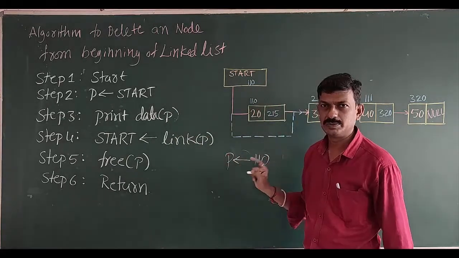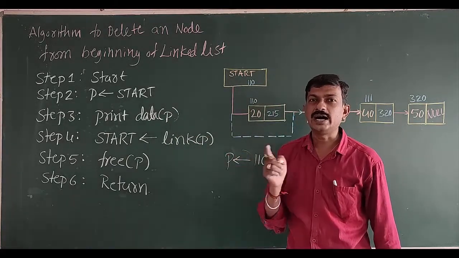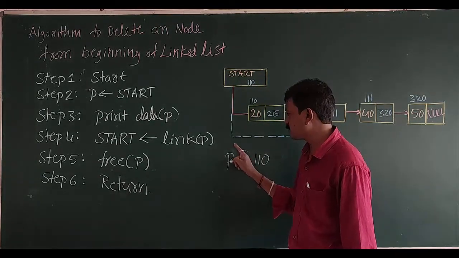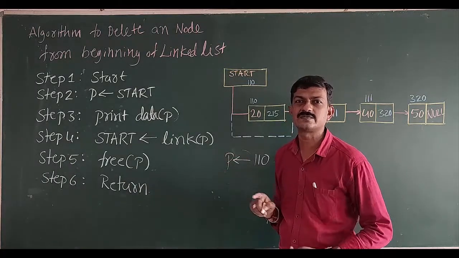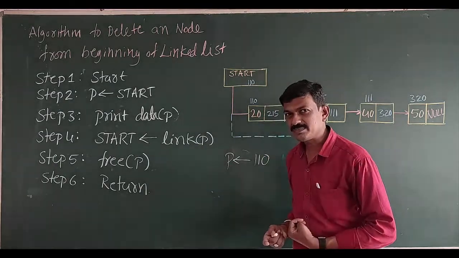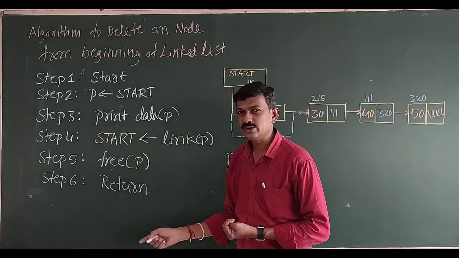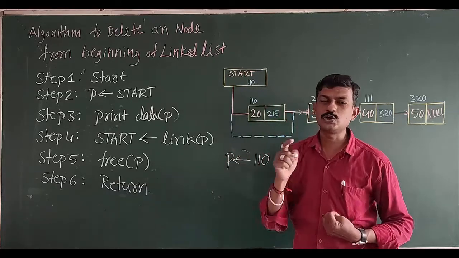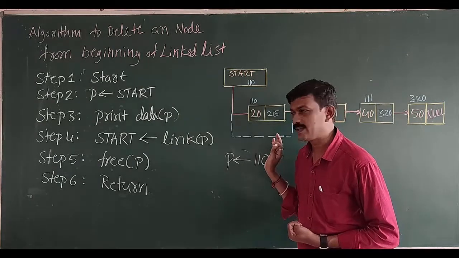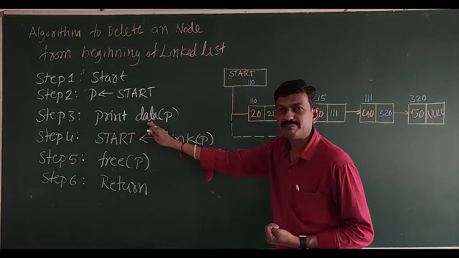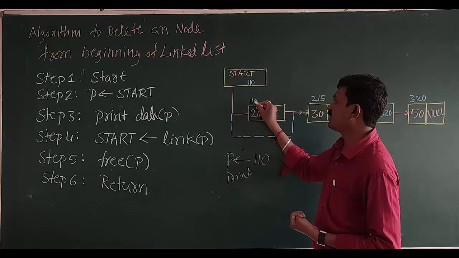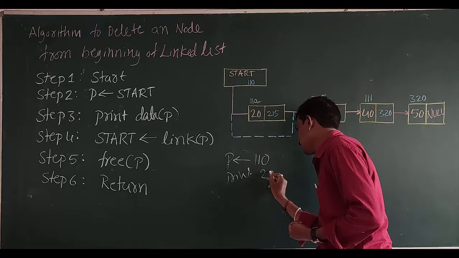P is a variable which holds the address of a node. A node contains two parts, data part and link part. Now what am I performing? I am performing a print operation. Just before deleting that node, I am printing the content of that node. Print data part of p. Data part of p is nothing but 20.